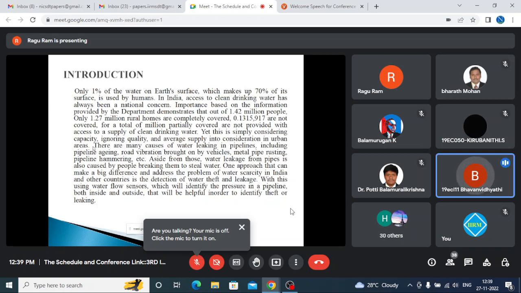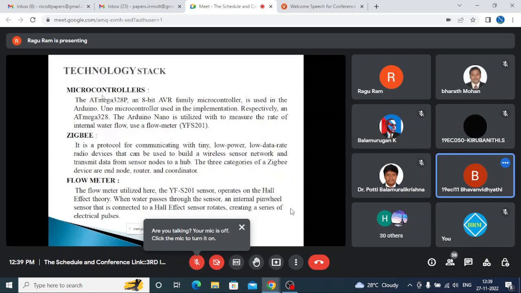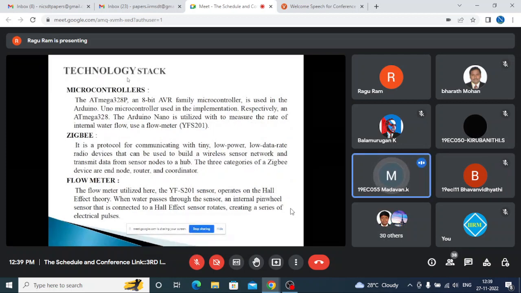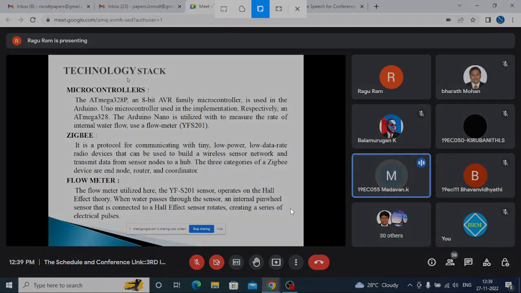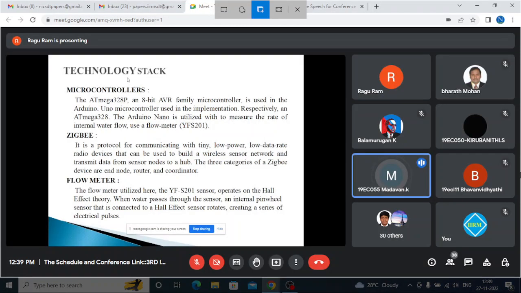My other topic I will continue with my teammate K. Madhavan. Technology stack: microcontrollers. The 8-bit AVR family microcontroller ATmega328 at 80 MHz is used in the Arduino UNO. The Arduino Nano is selected to measure the rate of internal water flow.